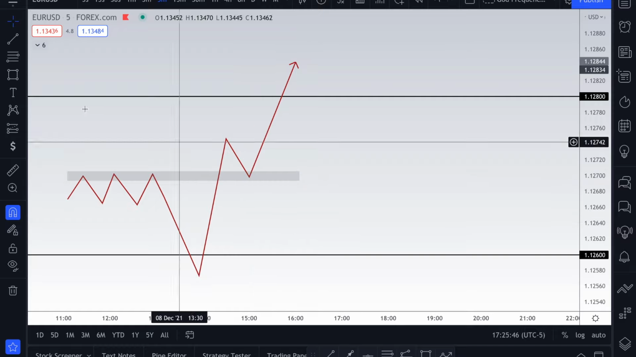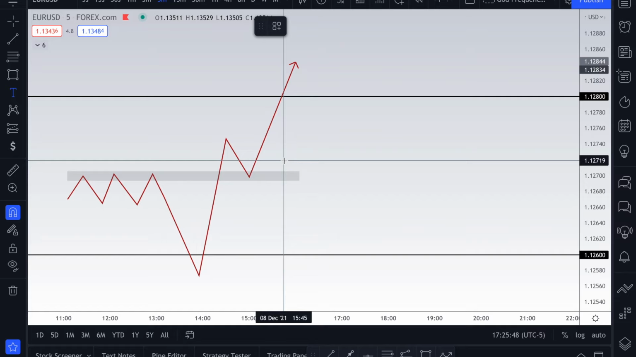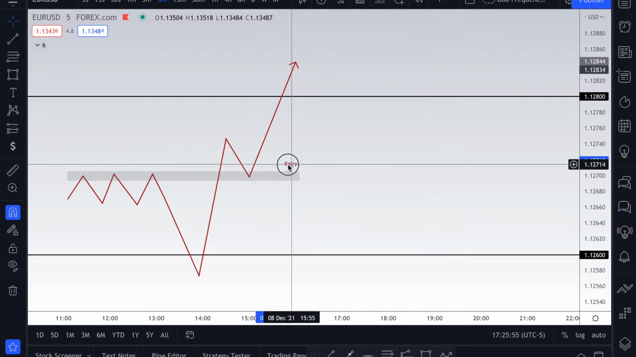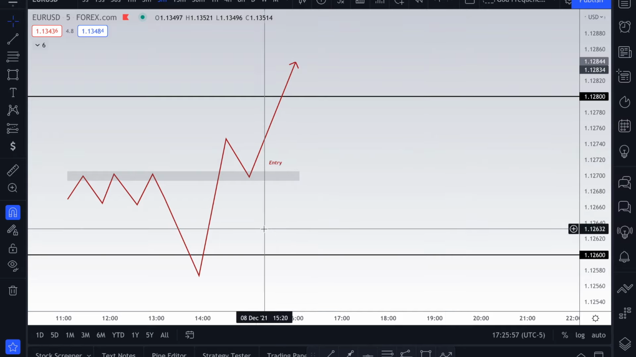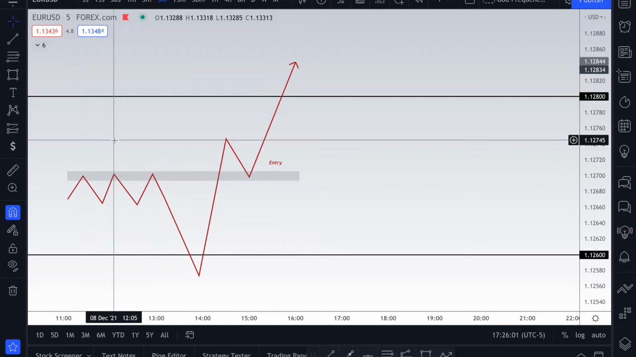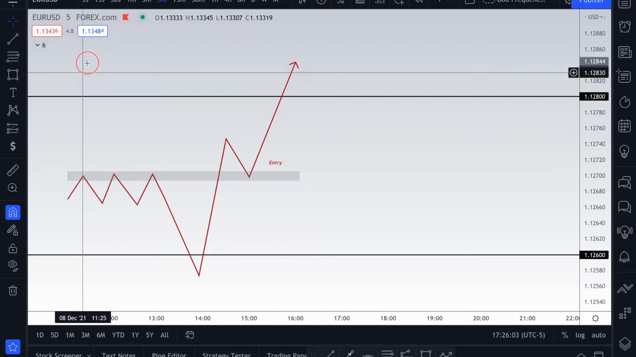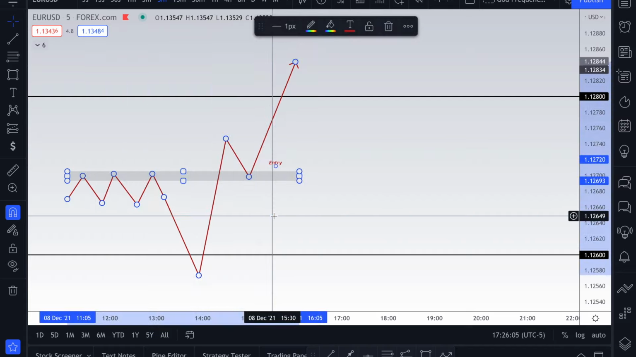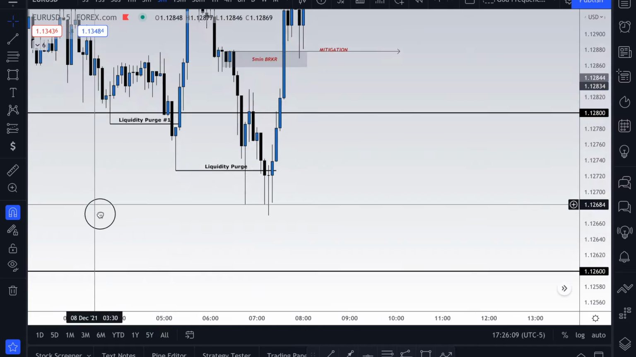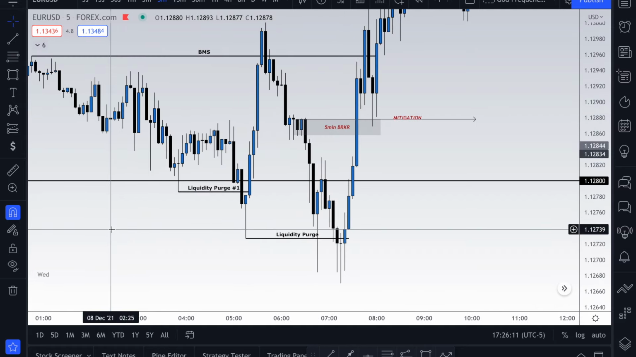This is your entry point. This is where you're looking to enter. So that's what you're looking for. Let me delete this now. All right, so now let's go into the charts and look at how that looks.